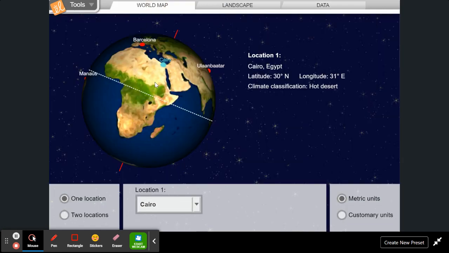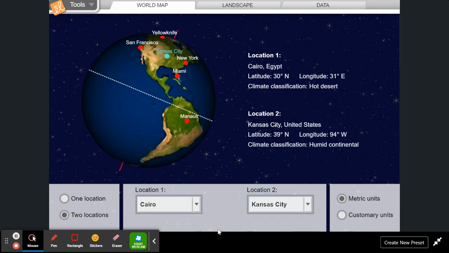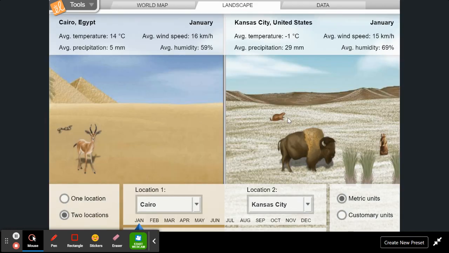I can also go to comparing two locations. So, say one would be Cairo, one would be Kansas City. Then I can look at the landscape and see how they're different. So, not a lot of vegetation, but certainly different organisms for both. Average temperatures are quite a bit higher for Egypt versus Kansas.